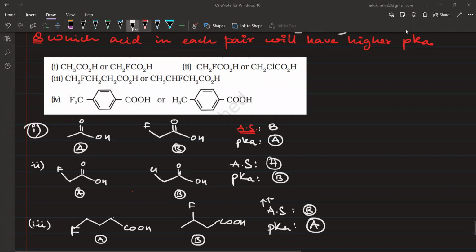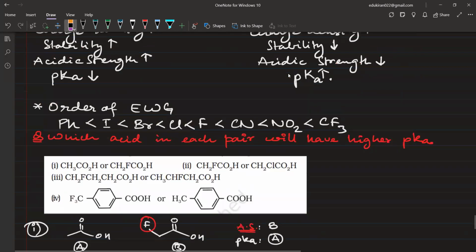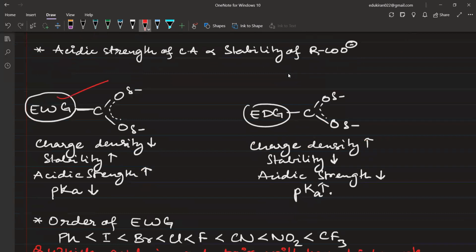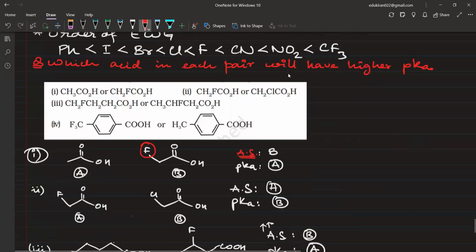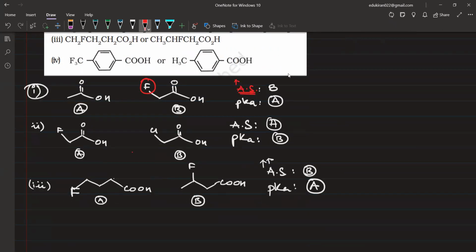See, Jiva, here we have fluorine, which is an electron withdrawing group. It will pull the electrons from carboxylic acid, making it more acidic. Please listen then. Fluorine is electron withdrawing group. It will pull electrons, making it more acidic. यहाँ पे हमने बताया था, if you have electron withdrawing group, then the acidic strength increases and pK decreases. Okay, so here B is going to have more acidic strength and less pK. So A will be having higher pK. Acidic strength and pK have an inversely proportional relationship.